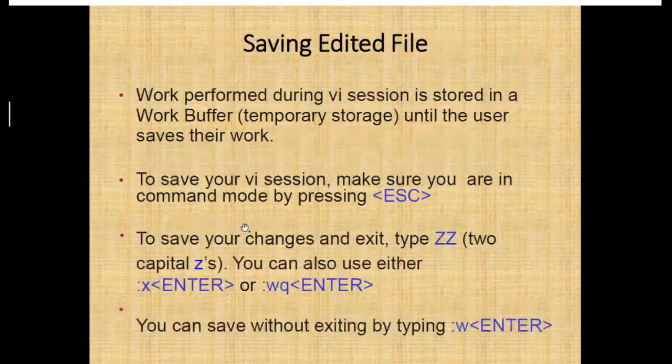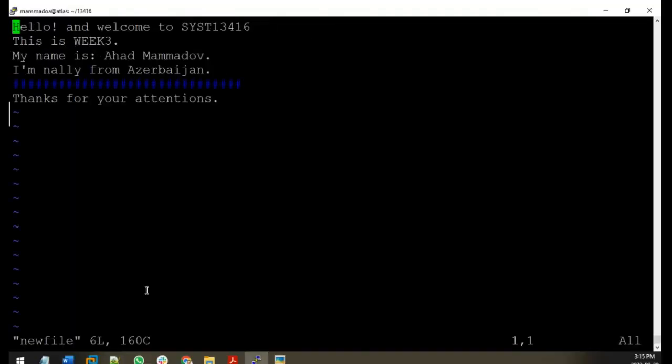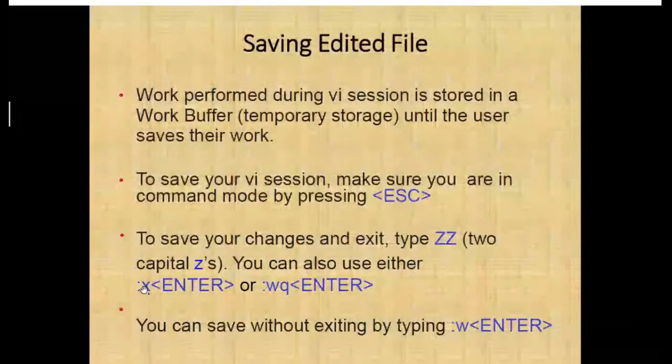Or if you don't want to save and exit, then we have another option, which is going to be next slide. You can save without exiting by typing colon and W and enter. This is going to be just save. Don't exit, just save. But if you want to exit, you need to add also Q. Or you can use just X to save and exit. But if you use just W, it will stay there. Colon W means kind of pressing Ctrl S to save your file and continue working on your file.